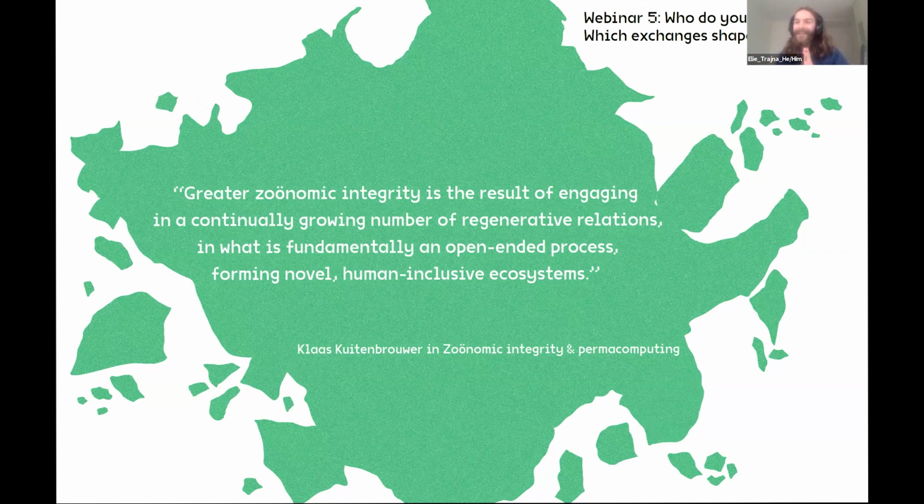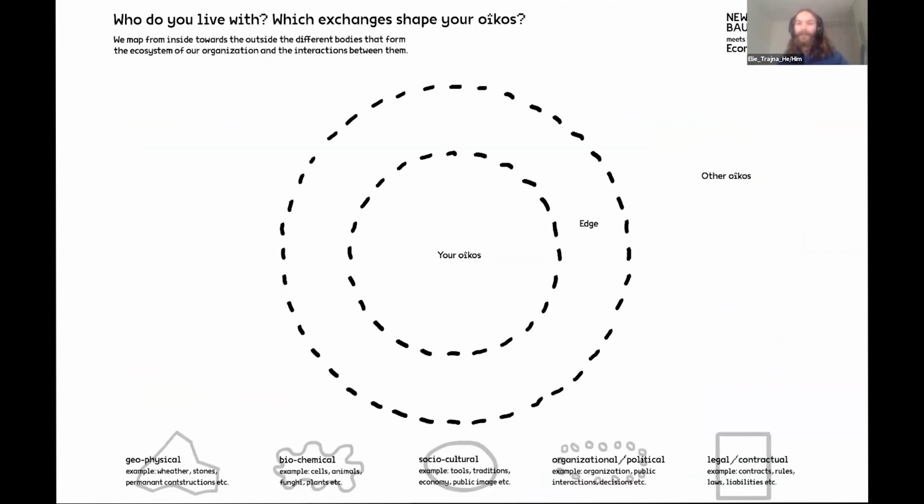So maybe next I can introduce the mapping tool, which is adapted from this zoonomic annual cycle. So what you see here is this dotted donut, which represents your oikos, your project. And the edge, which is an important zone, where a lot of exchange happens, and on the outside are other oikos, other organizations with which you exchange or communicate or influence.